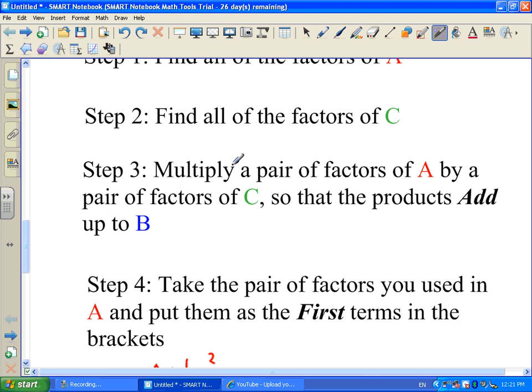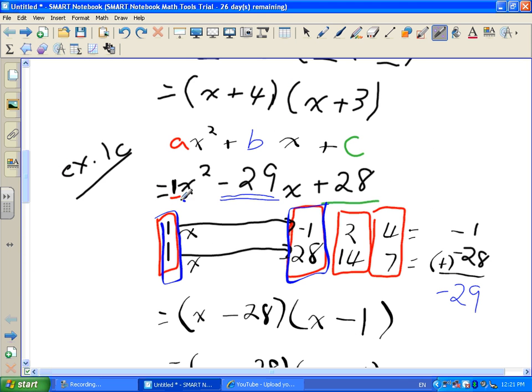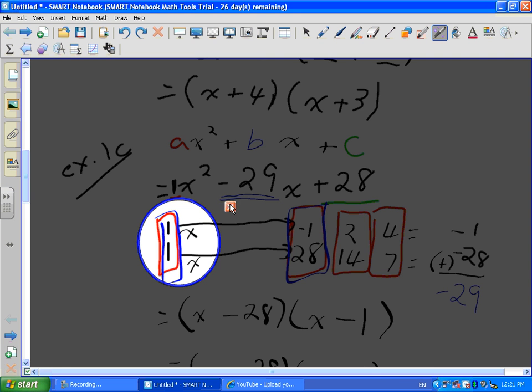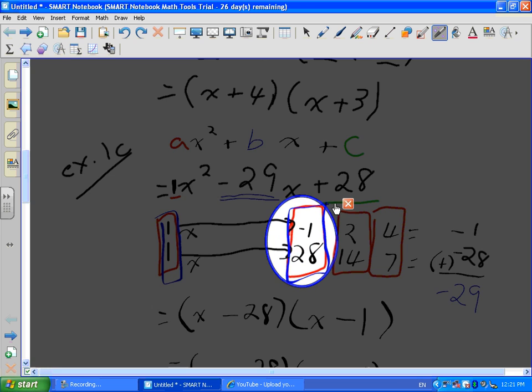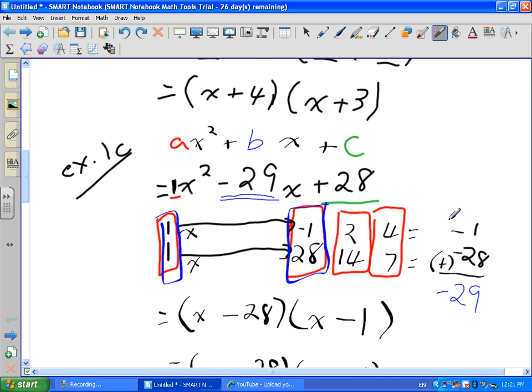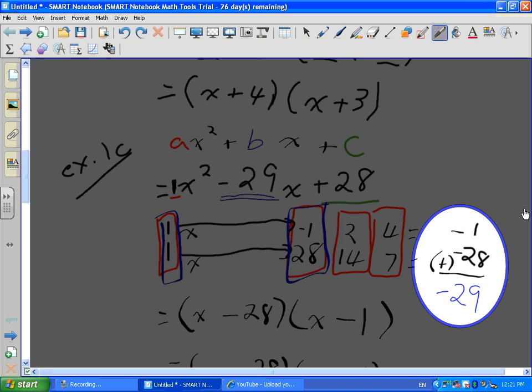Then what we did is we multiplied a pair of factors of A by a pair of factors of C so that the products added up to B. So I'm going to explain that step again. We took the pair of factors of A, those ones there. We multiplied them by the pair of factors of C. And remember that they added up to our B. Okay?